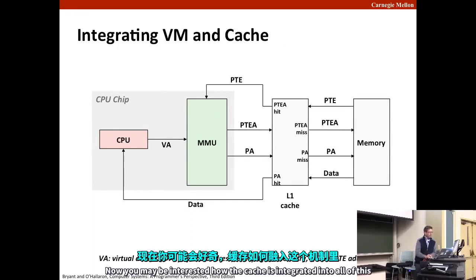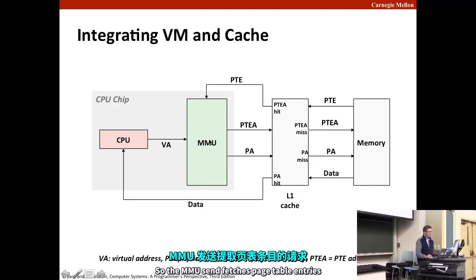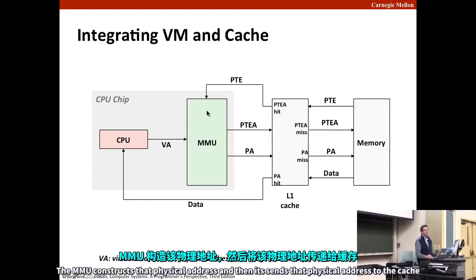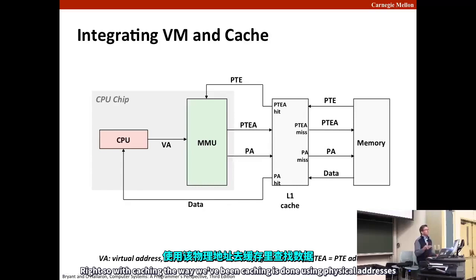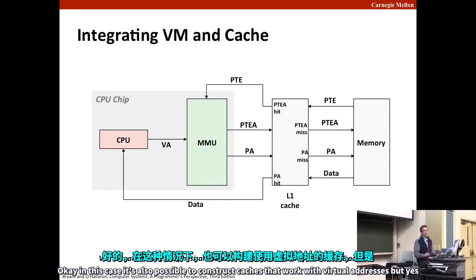Now you may be interested in how the cache is integrated into all of this. So the MMU fetches page table entries, so it passes page table addresses to the cache. And if those miss, those go to memory. The memory returns those page table entries to the cache, and then ultimately to the MMU. The MMU constructs that physical address, and then it sends that physical address to the cache. Right? So with caching, the way we've been doing it, caching is done using physical addresses. Okay. In this case, it's also possible to construct caches that work with virtual addresses.